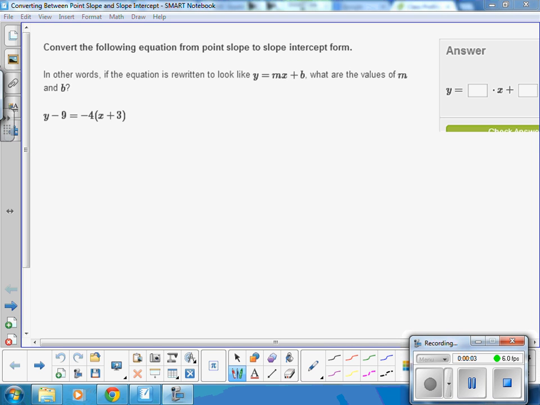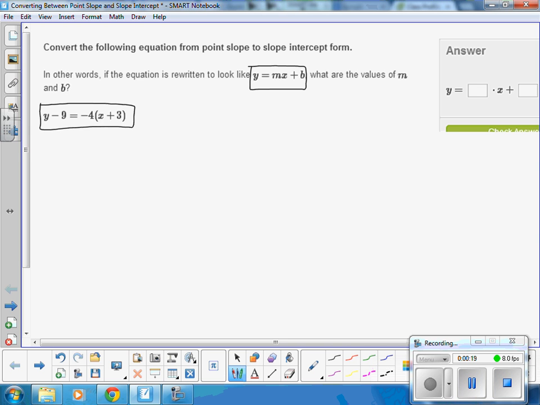All right, we are converting between point slope and slope-intercept form. Okay, this is point slope form. This is slope-intercept form. So point slope, because we have these two values that make up the point, and the -4 is the slope. In the slope-intercept form, the m is our slope and the b is our intercept. So that is how and why they have their names.